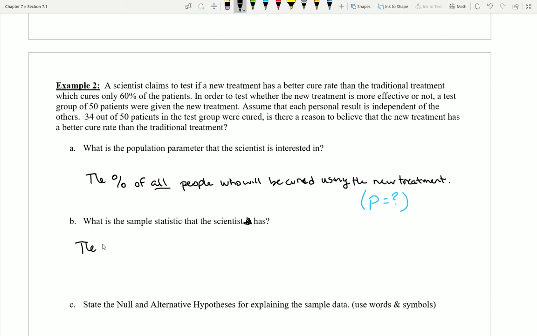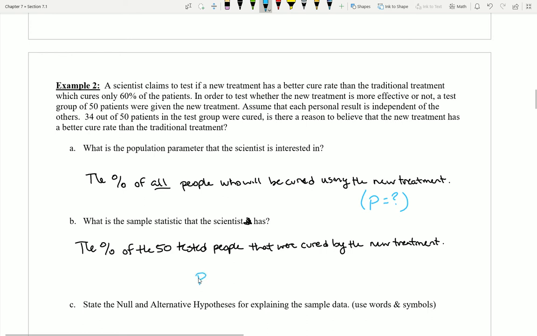Well, what the scientist does know is the percentage of the 50 tested people that were cured by the new treatment. That number the scientist actually has. And in fact, we can calculate it. So this would be a value of p hat, and we have that value, let me write it here in a slightly different color, as 34 people out of 50, which, if you crunch it out, is actually 68%.